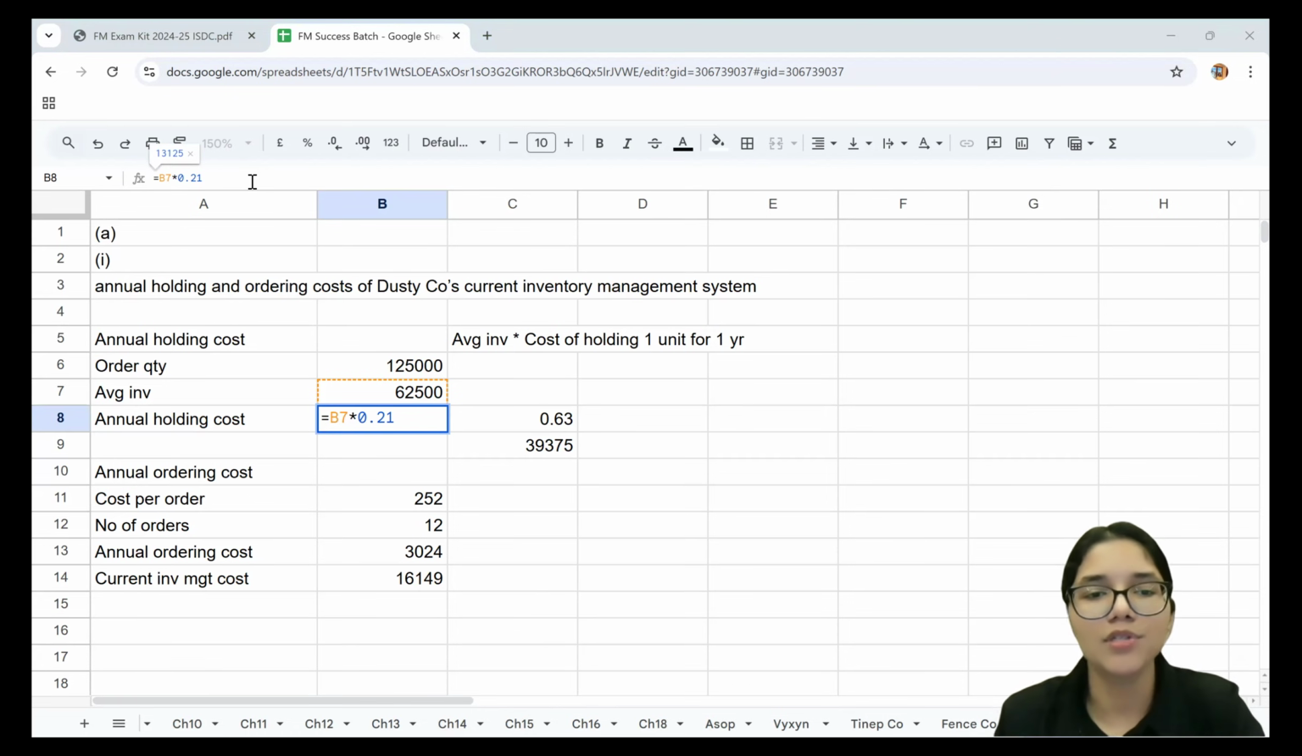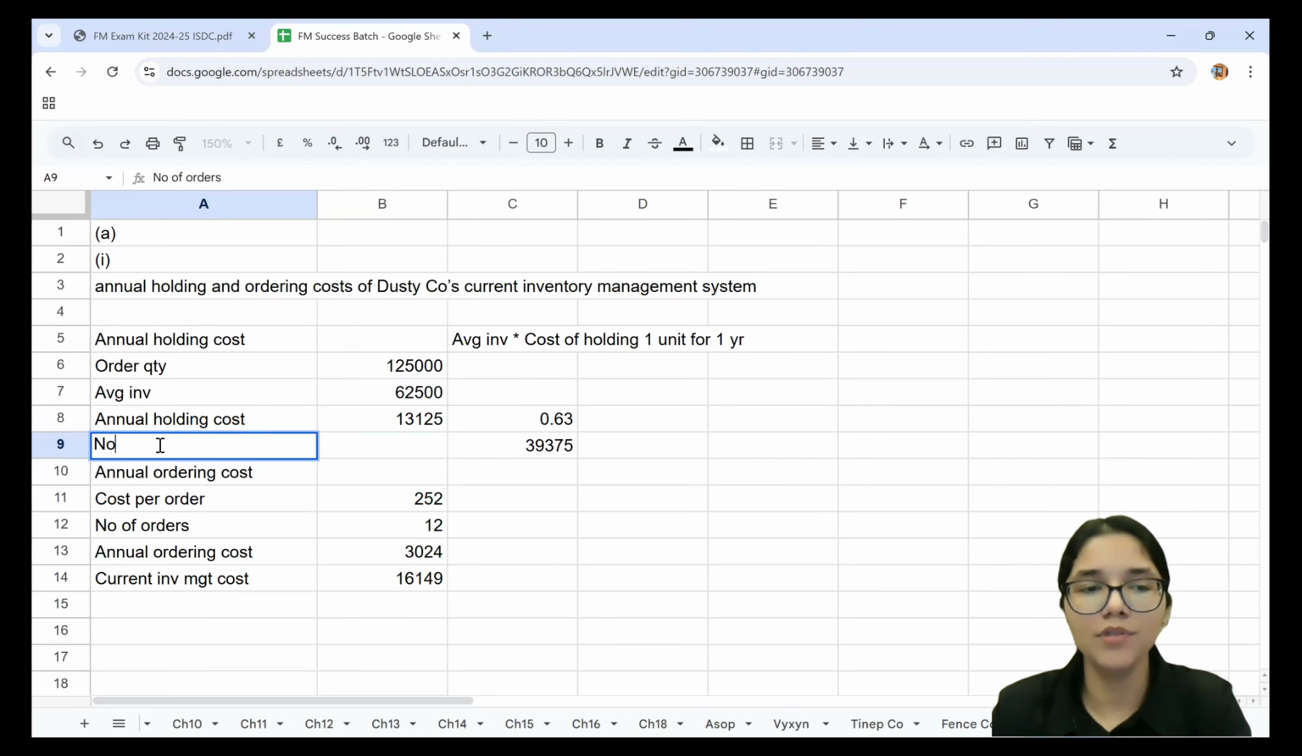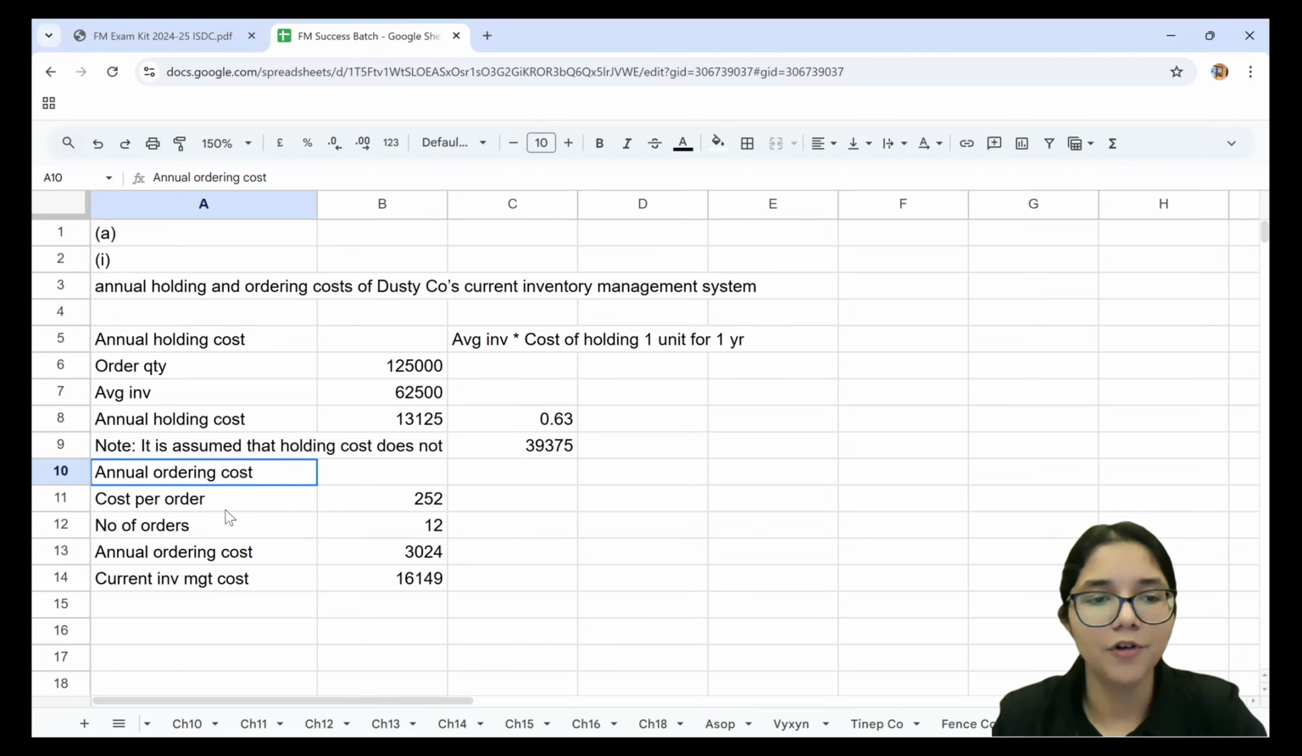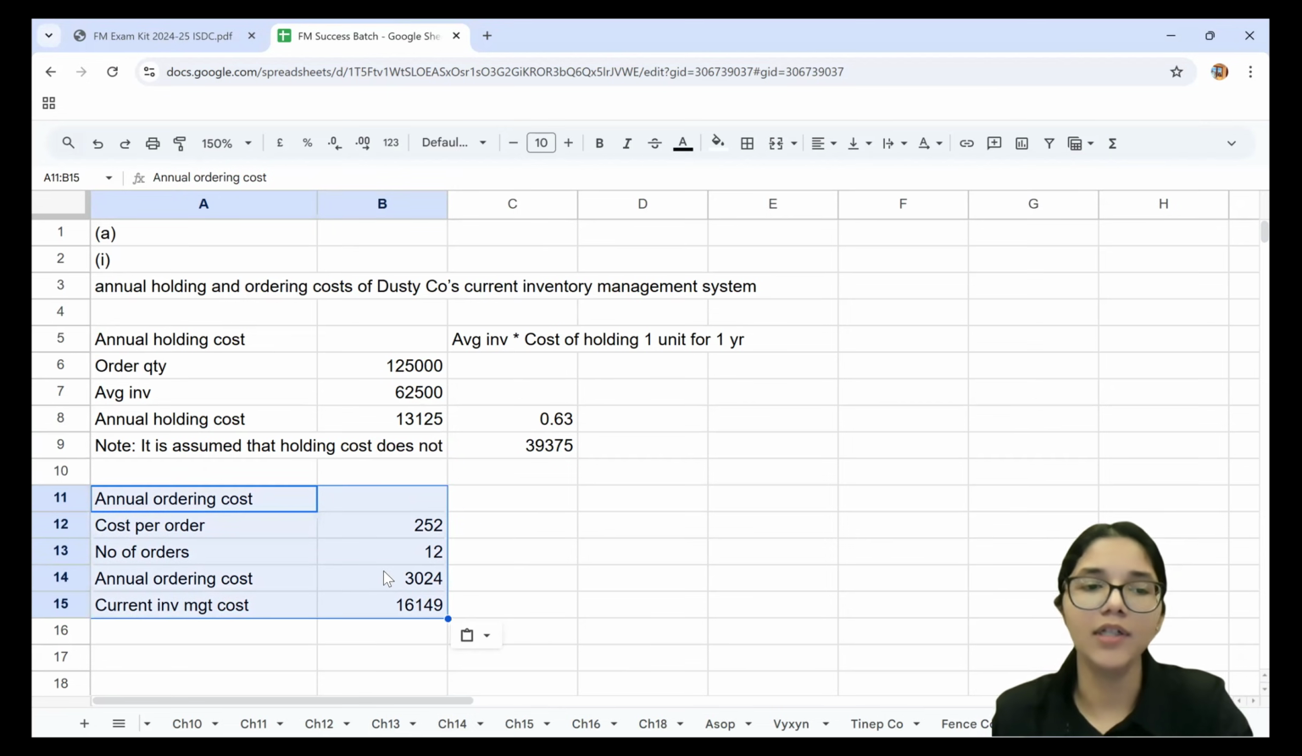So suppose I'm using just the holding cost, I will say it is assumed that holding cost does not include the finance cost. I can just give this footnote to tell my examiner that I know that if finance cost was also to be included, I know how to include that in my answer. So I'm just letting the examiner know I know both of the techniques. Whatever you ask me to do, I will do that for you. Okay. So this is how we will frame our answer for the first part. This was a requirement worth 1 mark.